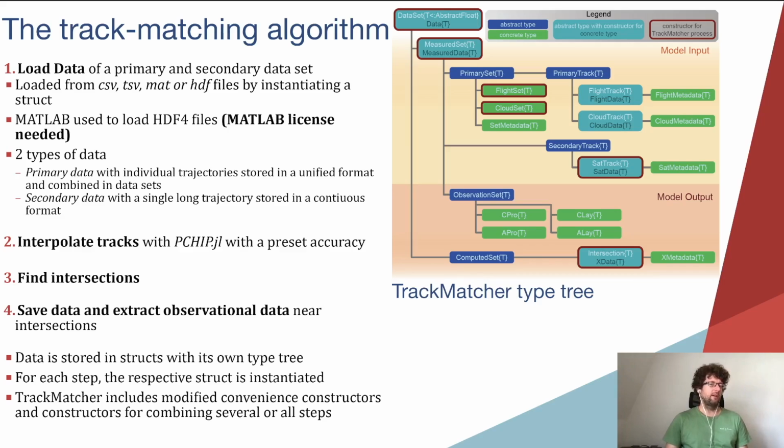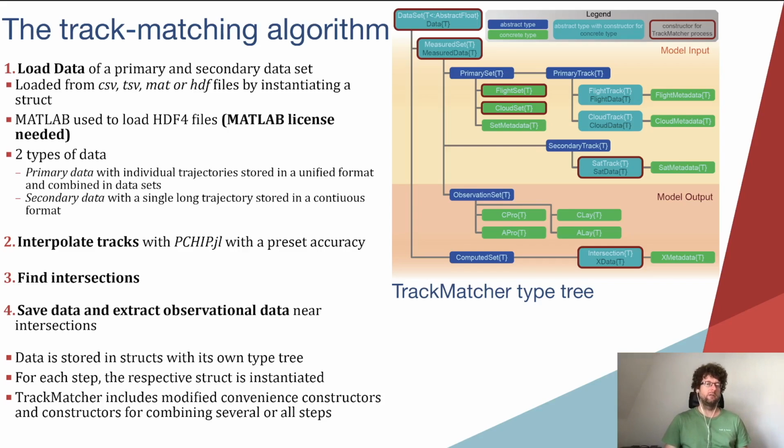In short, our track matching algorithm works in 4 steps. First, we load the track data, then interpolate those tracks and find intersections in them. Finally, we save the model output and any observations near intercept points. Input data are loaded from CSV, TSV, MATLAB or HDF4 files. And to read the old HDF4 file format, we currently use MATLAB, and therefore Trackmatcher relies on a MATLAB license.